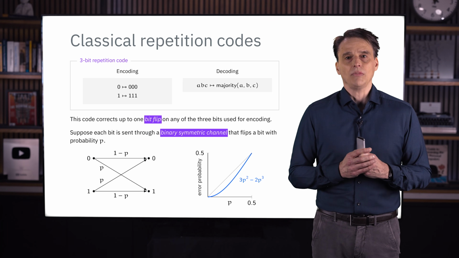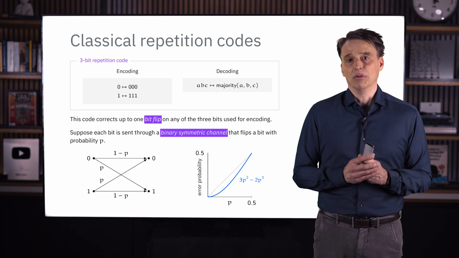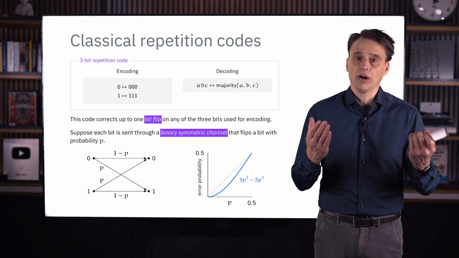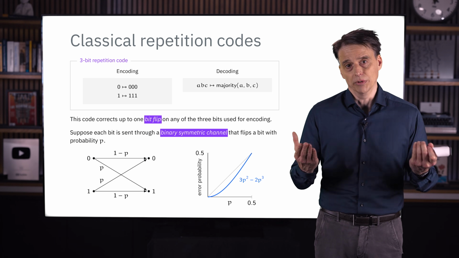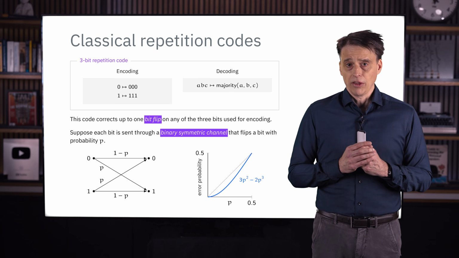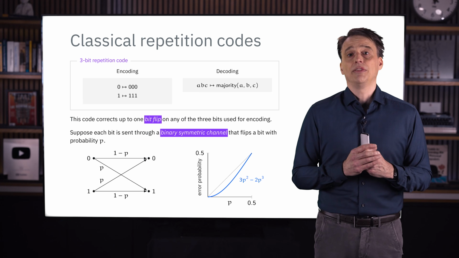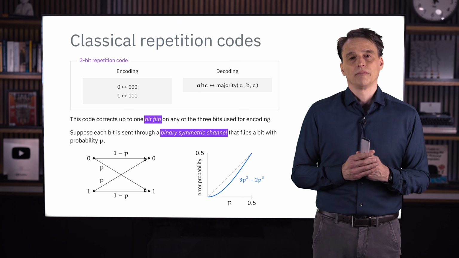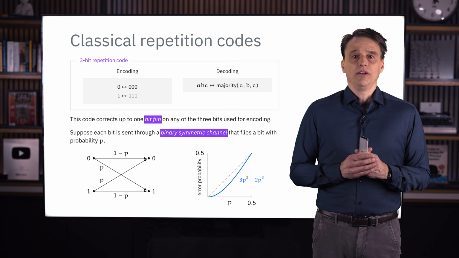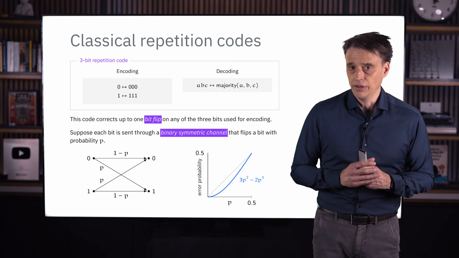transmission. And it's not too hard to calculate that this happens with probability 3p² − 2p³. For values of p smaller than 1/2, this leads to a decrease in the probability that the receiver ends up with the wrong bit. There will still be a chance of an error in this case, but the code decreases the likelihood of this.